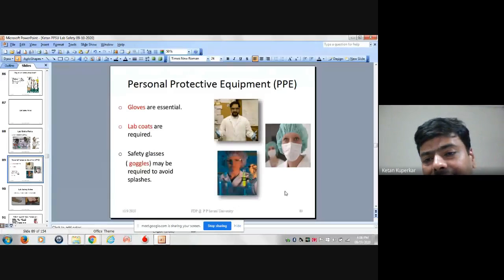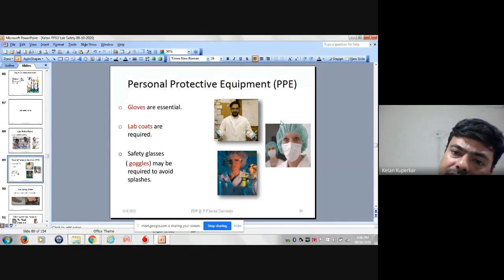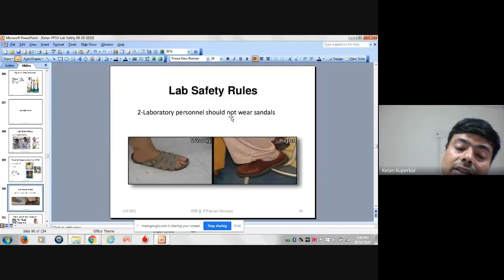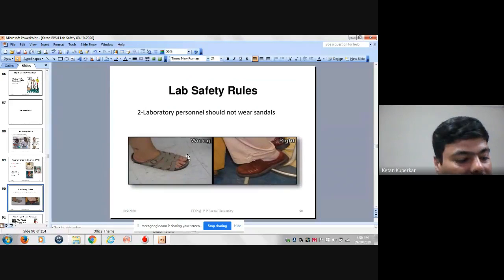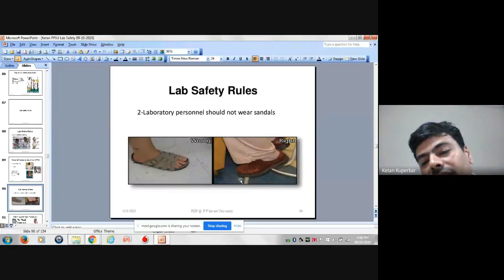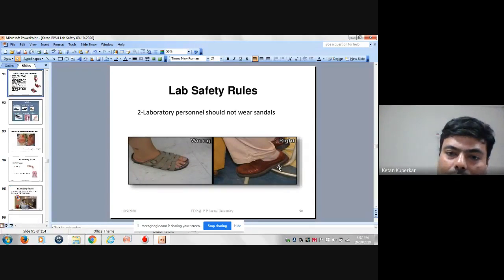Here you can find all these things which have been worn properly while performing the experiment. Once this has been done, footwear plays a very important role. This picture shows a very wrong use of footwear while performing the experiment. The footwear you use should cover your feet throughout.